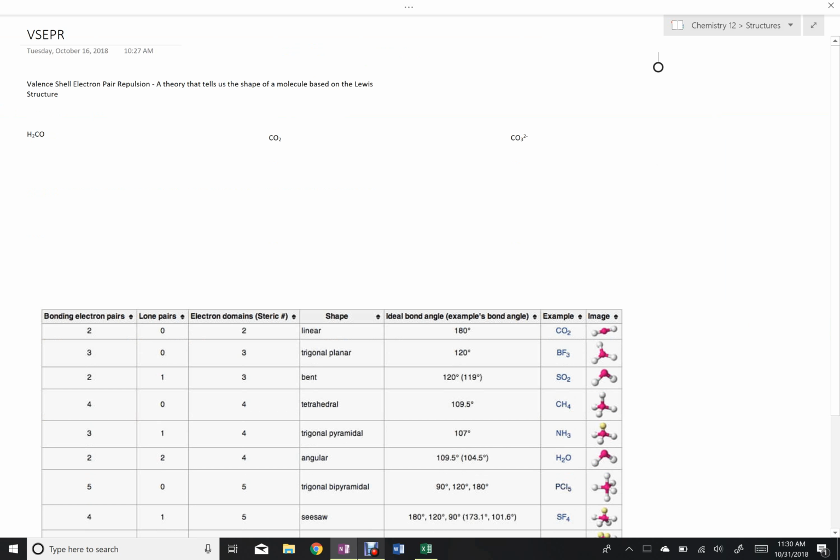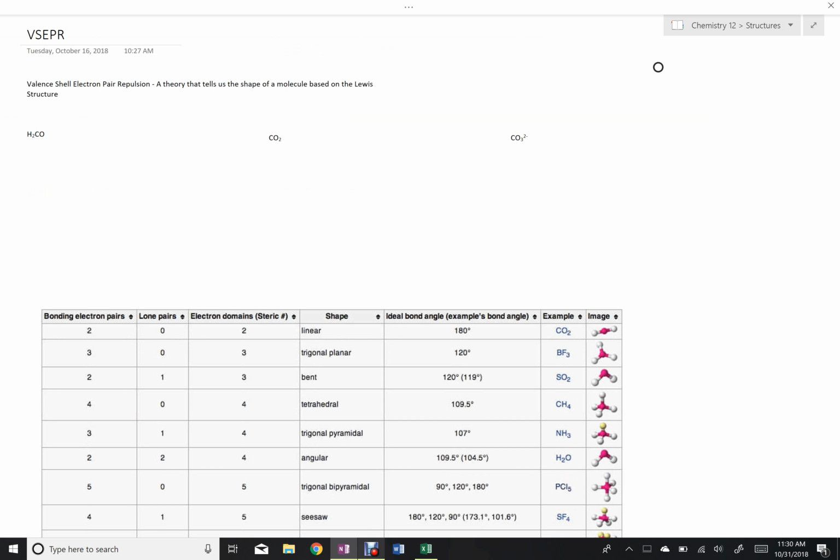Okay, the VSEPR model is a nice model that lets us take the Lewis structure of a substance and use that to come up with its actual shape. Later we're going to talk about hybridization and how we can come up with a theory for why these shapes are taking place.